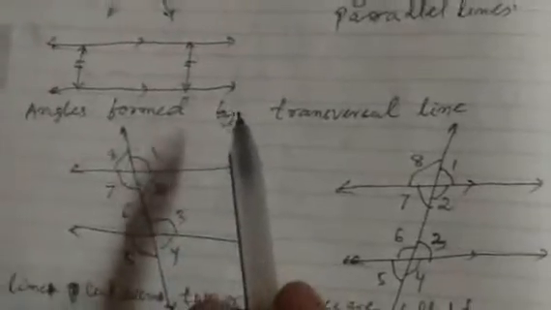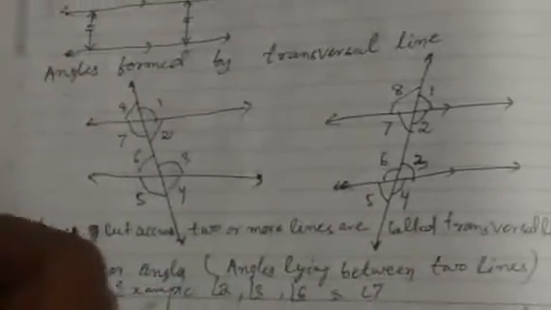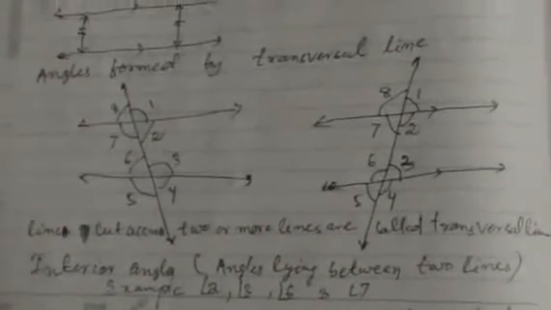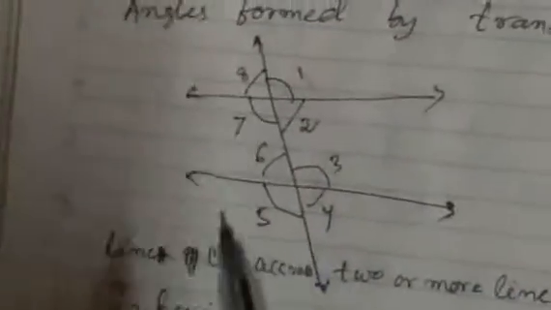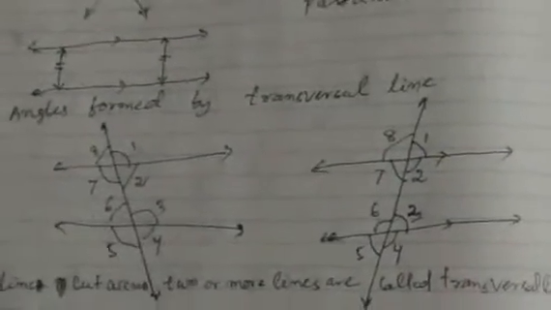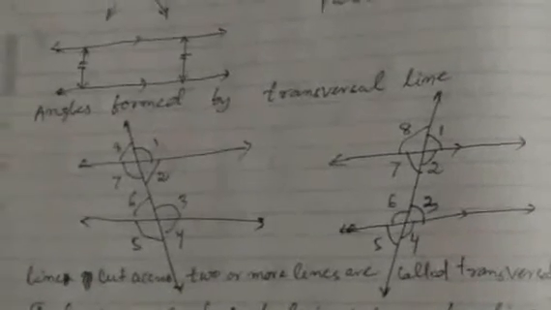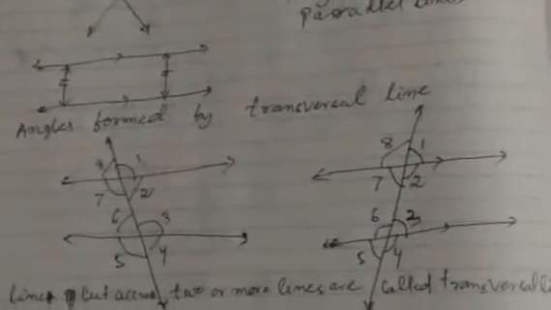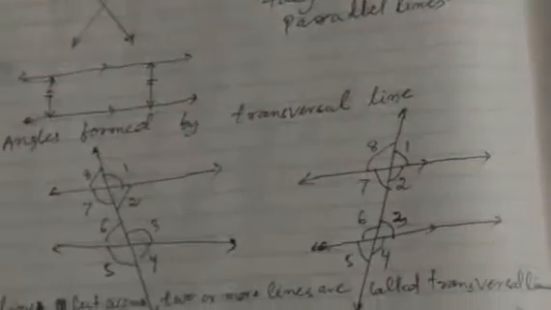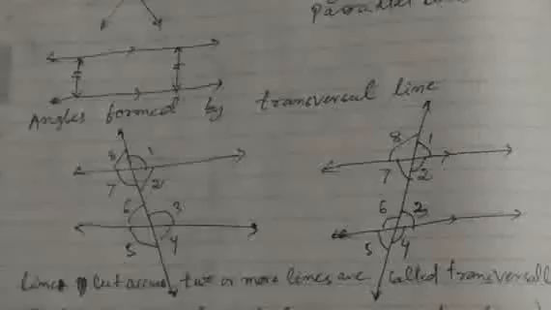Next we will learn about the transversal line. A line that is drawn over two or more lines is called a transversal line. Let us take two lines with a transversal drawn over them. How many angles are formed? As shown in the figure, look carefully. Both figures show angles 1, 2, 3, 4, 5, 6, 7, 8 formed across the transversal line.